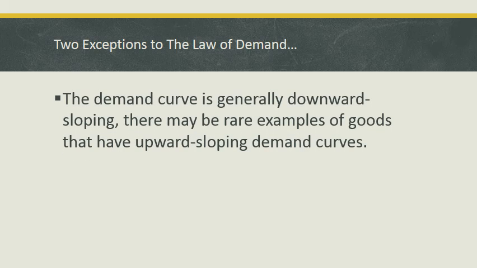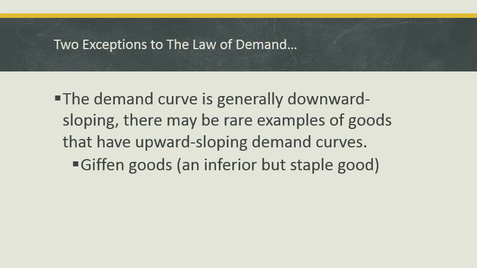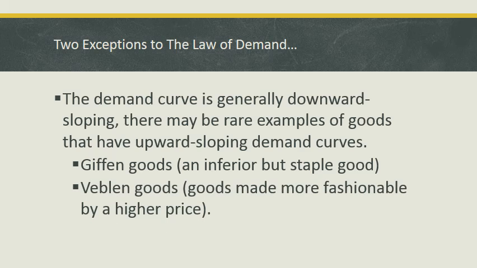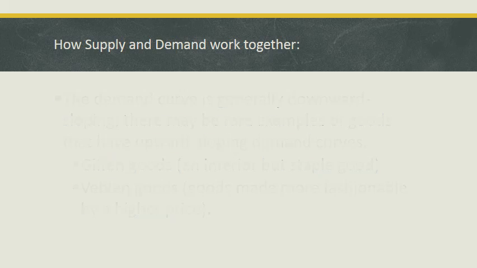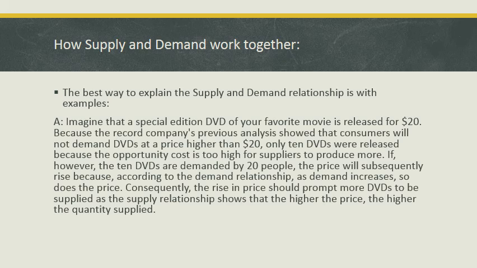There are two exceptions to the law of demand. The demand curve is generally downward sloping, but there are rare examples of goods that have upward sloping demand curves: Giffen goods, an inferior but staple good, or Veblen goods, goods made more fashionable by a higher price. How supply and demand work together. The best way to explain the supply and demand relationship is with examples.